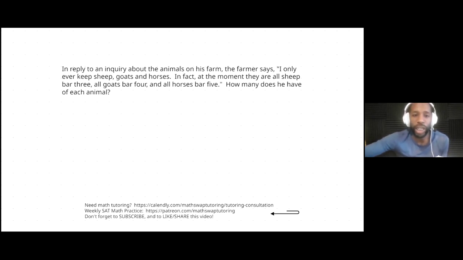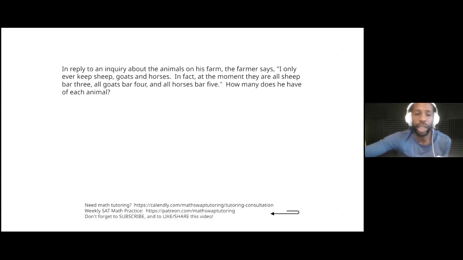So the farmer says, I only ever keep sheep, goats, and horses. In fact, at the moment, they all are sheep, bar three. Okay. So that means all of them. So they're saying all of the animals are sheep except for three of them.